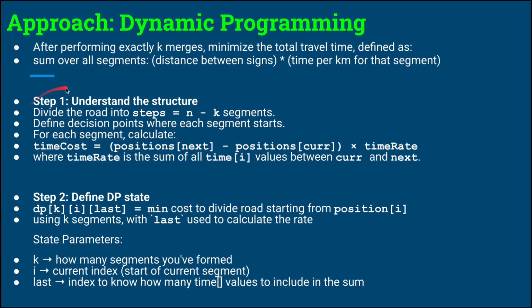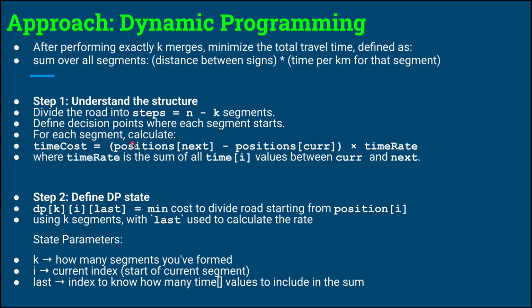Let's understand some steps to do in the dynamic programming. So first step, we will understand the structure. We will divide the road into n minus k segments, because k is given, n is given, right? So from the given n minus k segments, we'll get the steps. We'll define decision points where each segment starts.